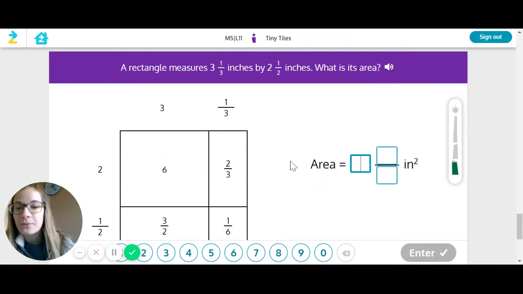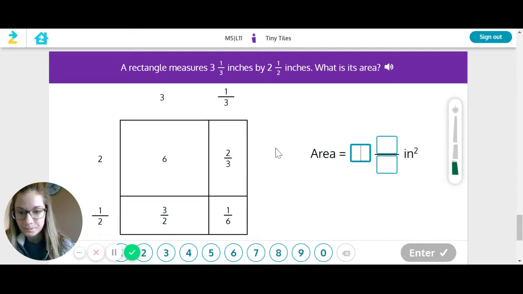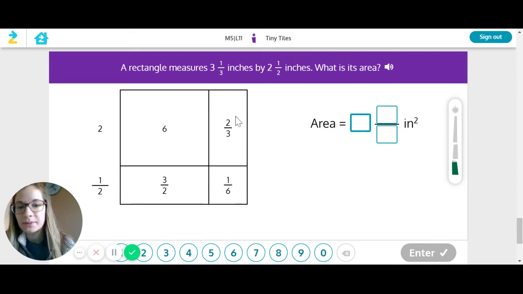Okay, now is where you add all of these parts together. So we have 6 plus 2/3 plus 3/2 plus 1/6. Well, I cannot, unfortunately, just add all of these fractions up as they are. They need to have a common denominator. So let's figure that out now.